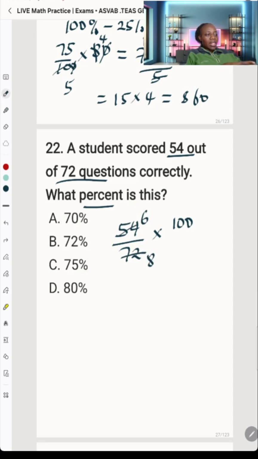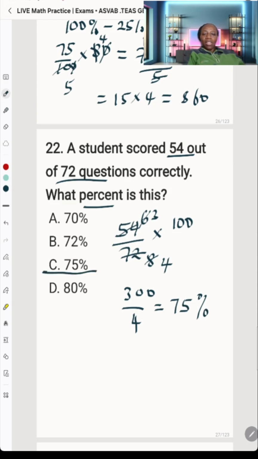To divide 8, that will be 4. 2 in 4, 2. 2 in 6, 3. So now I'm having 300 divided by 4. 300 divided by 4, 7. That's 28. It remains 2. Take the 2 to 0, that will be 20. How many 4 in 20? That will be 5. And that's 75%. C. 75%, C.